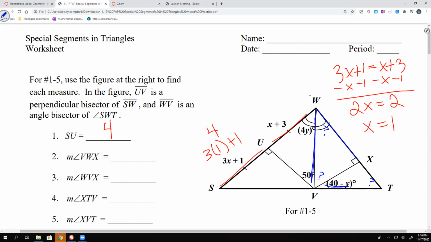So if I'm going to find XVT, what do I need to know? y, right? I need to know what y is. Look up there. Do y'all see the 4y? Same on the other side. So here's 4y. And how do we know that they are congruent? The same markings. You see how they both have 2 arcs? So the 2 arcs mean they're congruent.